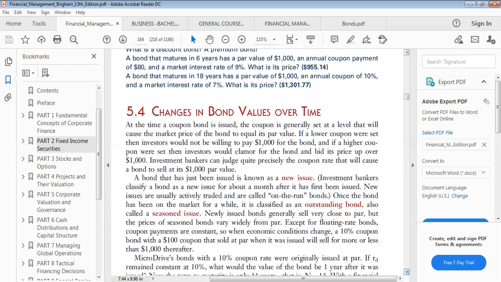Changes in bonds over time. At the time a coupon bond is issued, the coupon is generally set at a level that will cause the market price of the bond to equal its par value.